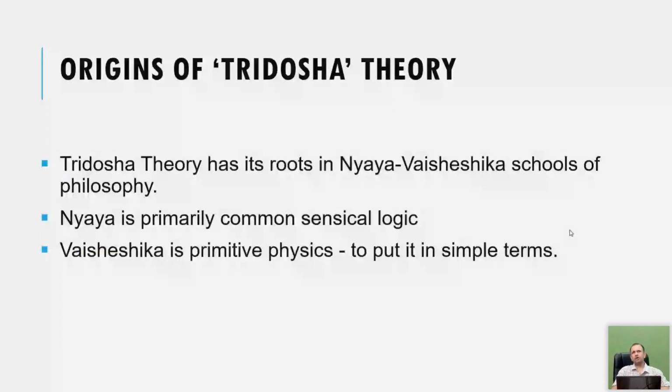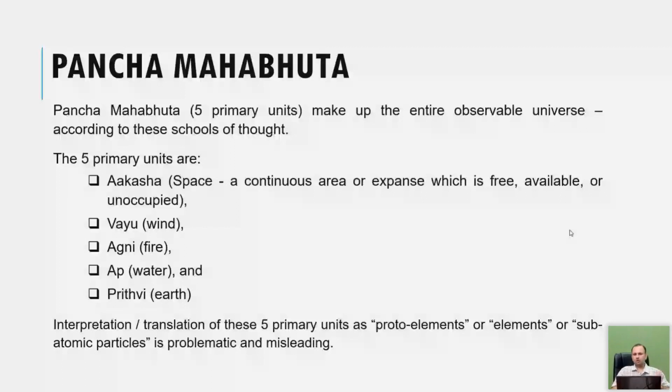So let us take up the origin of Tridosha theory. Tridosha theory can be traced back to Nyaya Vaisheshika schools of philosophy. Nyaya is primarily a commonsensical logic, and Vaisheshika is a primitive physics, to put it in simple terms. The starting point of this theory is with Panchamahabhuta. Panchamahabhutas are 5 primary units which make up the entire observable universe according to these schools of thought. The 5 primary units are Akasha, Vayu, Agni, Up and Prithvi.